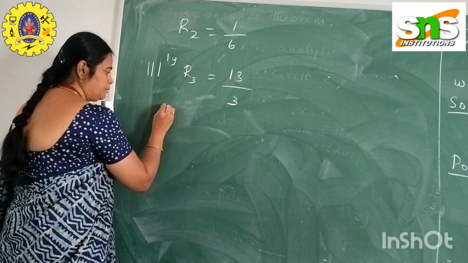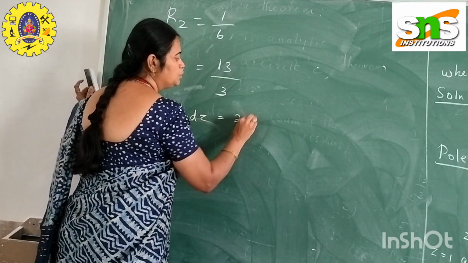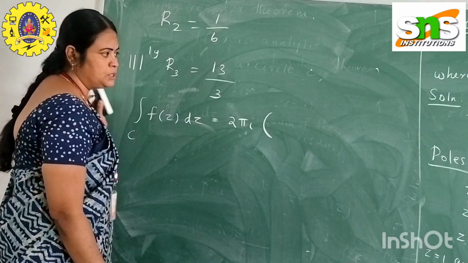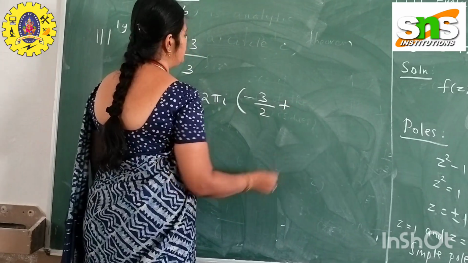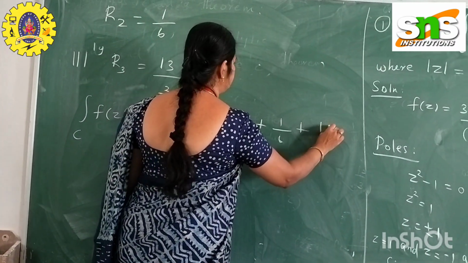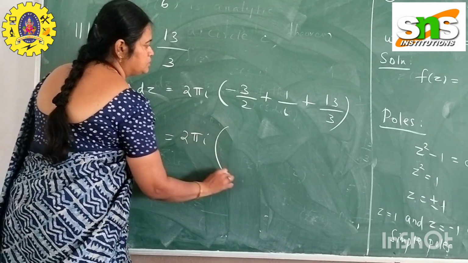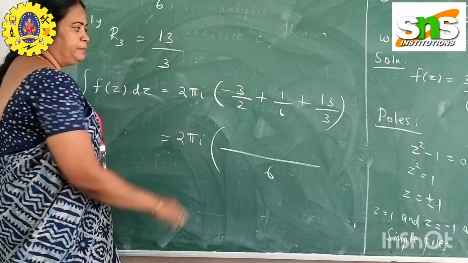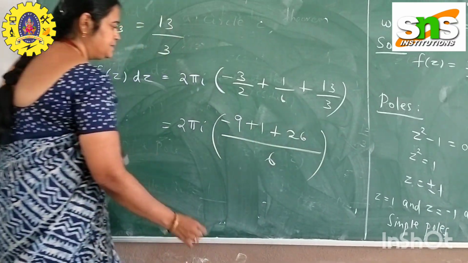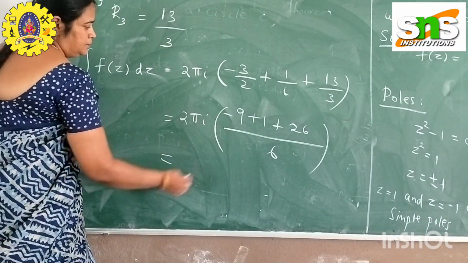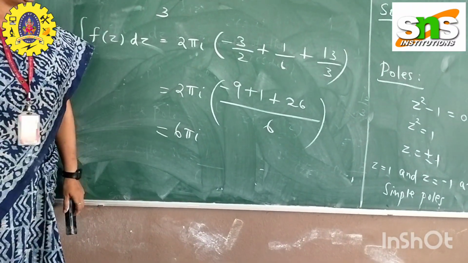Finally, the formula for the Cauchy residue theorem: the integral over C of f of z dz is equal to 2 pi i into the sum of the residues. The first residue is minus 3 by 2, plus the second one, 1 by 6, plus the third one, 13 by 3. So 2 pi i into, when you take the LCM as 6, minus 9 plus 1 plus 26. So the answer is 6 pi i. Hope you all understand. Thank you.